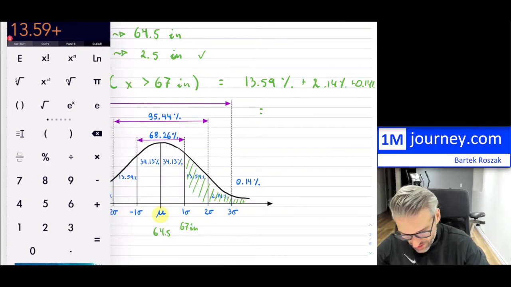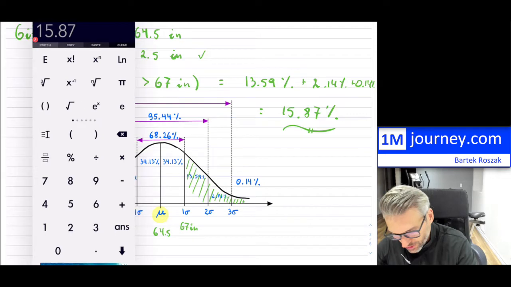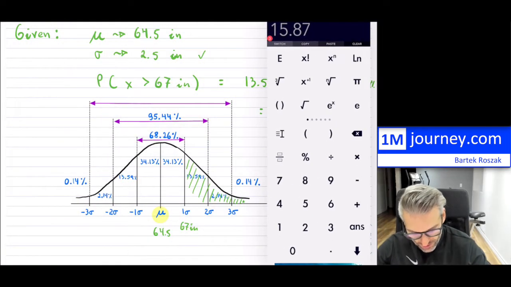Now, of course, it is just approximated, 2.14, and then plus 0.14. All right, so the probability is actually small to have someone that tall, if you were going to see them.